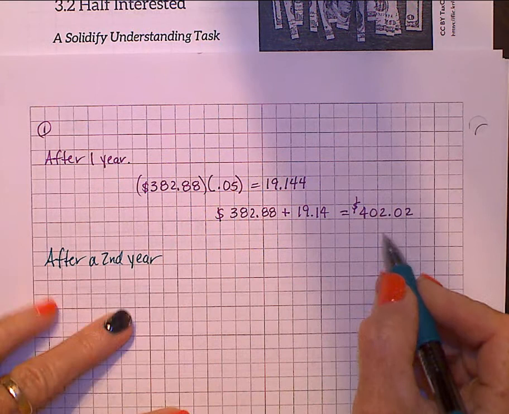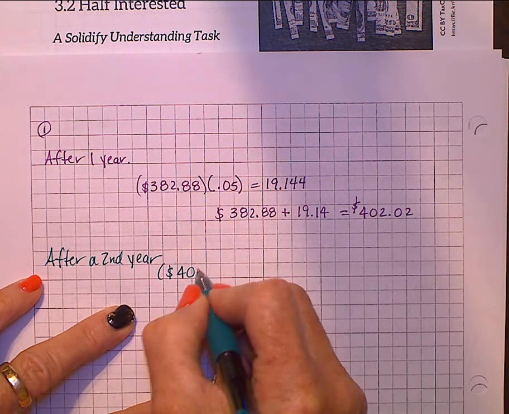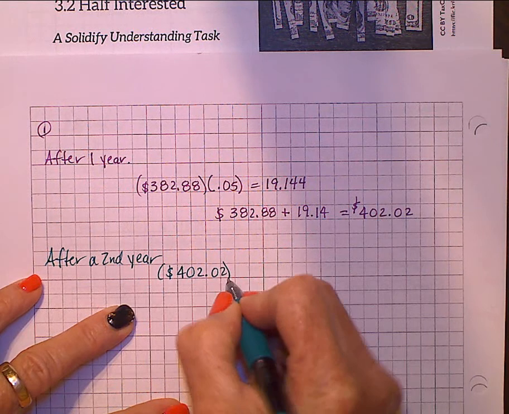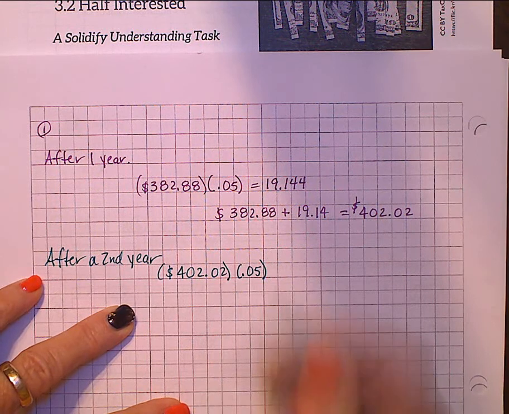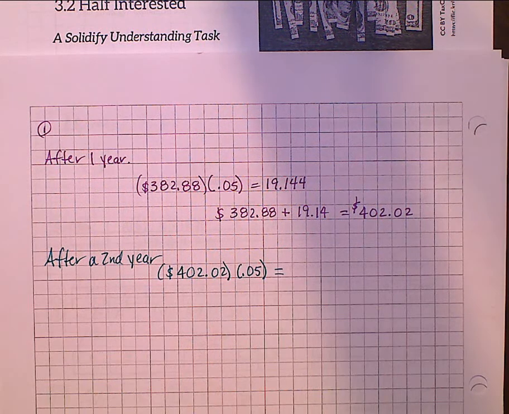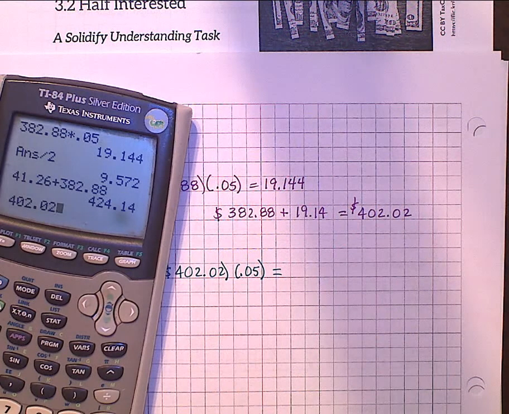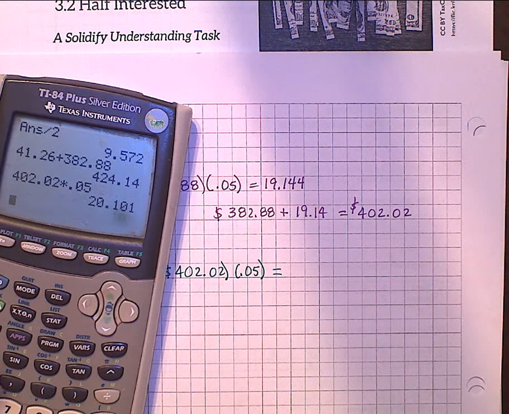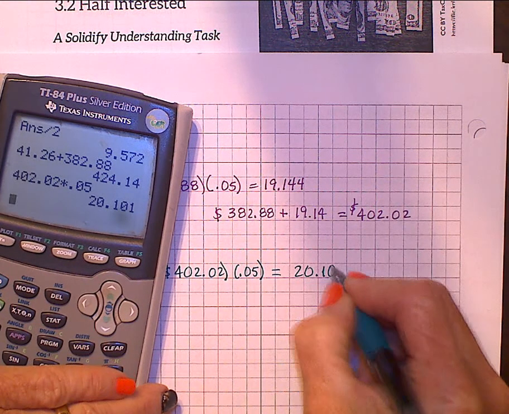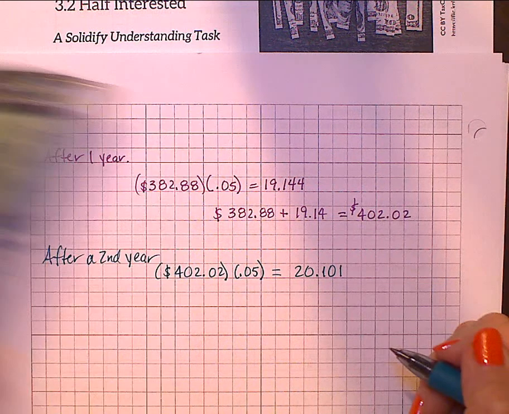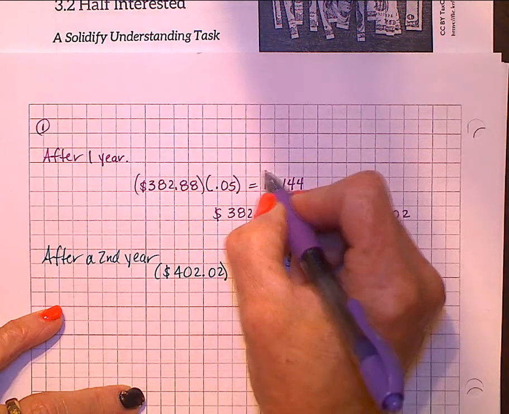we'd have to take that $402.02, multiply it by 5%, and when you do that, I don't have that one off the top of my head right away, 402.02 times 0.05, that gives us $20.10. It does give us that third decimal place, but because we're talking money here, we do want to round that off to be just 2 decimal places.